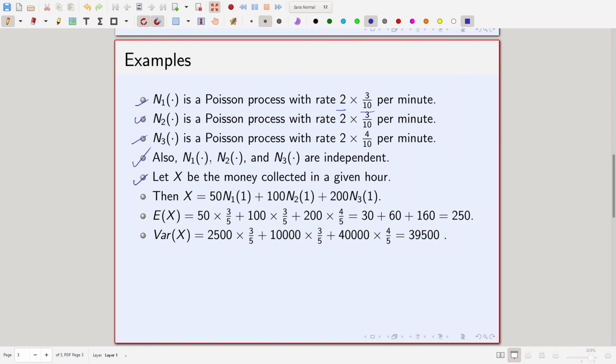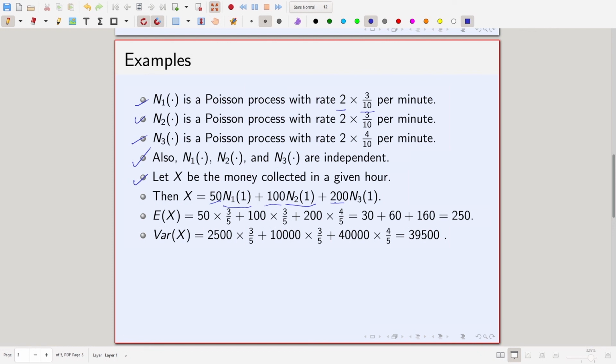Then what should X be? It should be the number of type 1, or lightweight, vehicles that arrive in an hour and they pay 50, the number of medium weight vehicles that arrive in an hour and they pay rupees 100, and the number of heavyweight vehicles that arrive in a given hour and they pay 200. So, X is this. Here the unit is rupees, everything is in rupees.